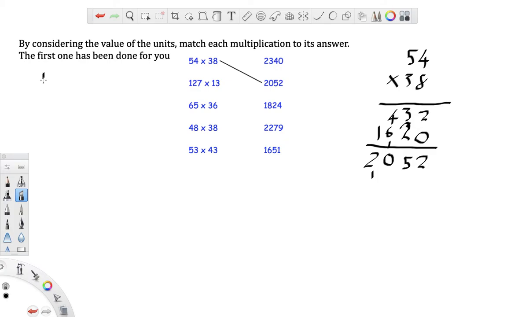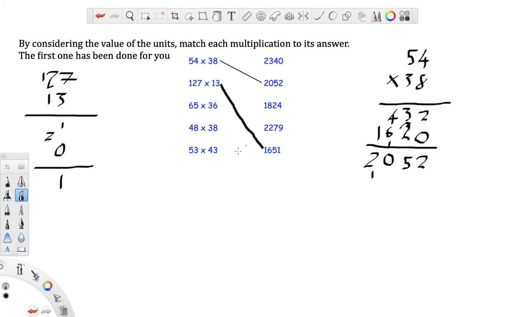So for the next one, we've got 127, and that's multiplied by 13. So again, we've got the same scenario. If we just do the units, so 3 times 7, well, that's 21. Then obviously we'd work the rest of that out. But then when we get onto this next line, we'd have to write a 0 here, so it wouldn't matter. We don't need to do the whole thing. We know that this is going to end in a 1. So we know, therefore, that this 127 times 13 matches to 1651.